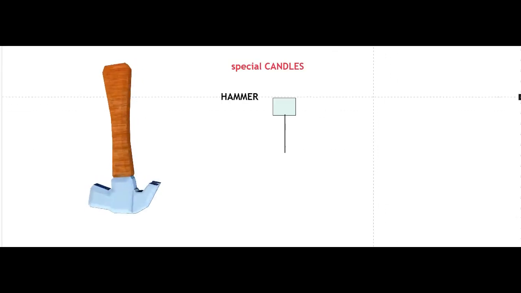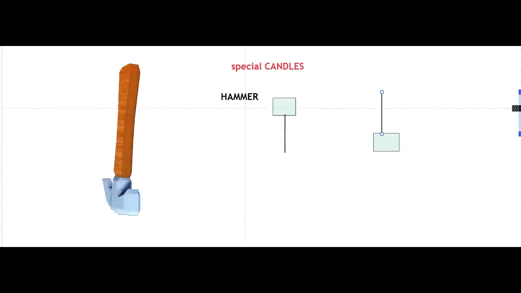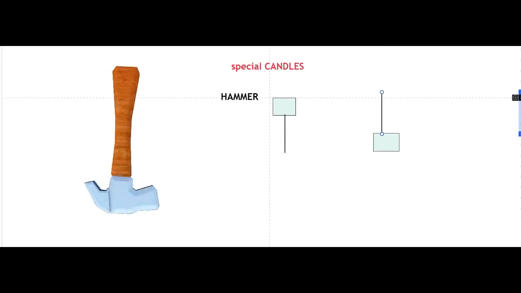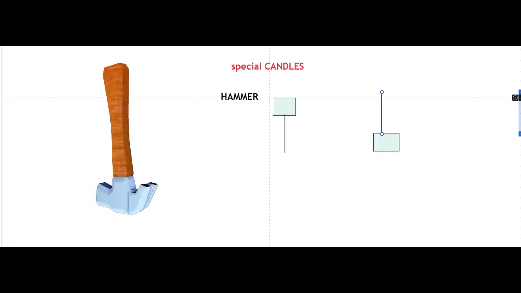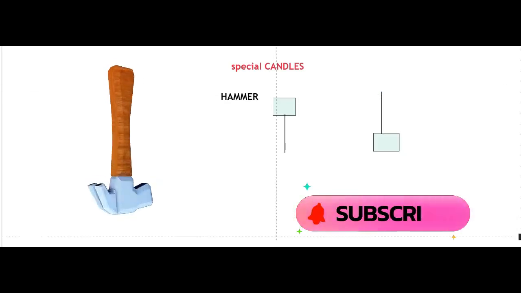And next comes the inverted hammer. It is the same hammer with the shape inverted, and here also the color doesn't matter. If the close is above, it will be green. If the close is below, it will be red. But what is special about this? The thing which makes it special is where these candles are formed.